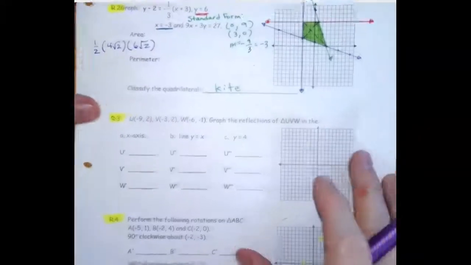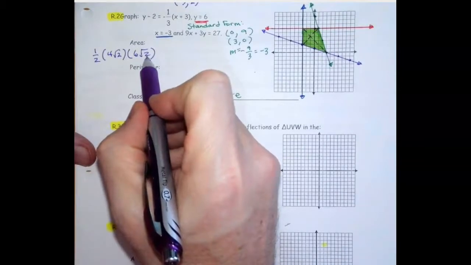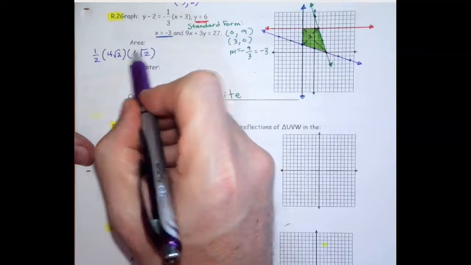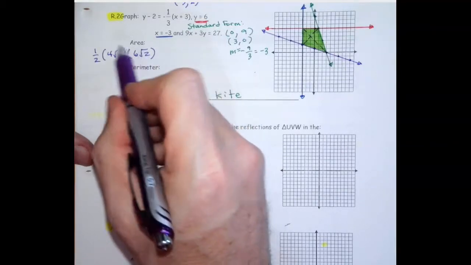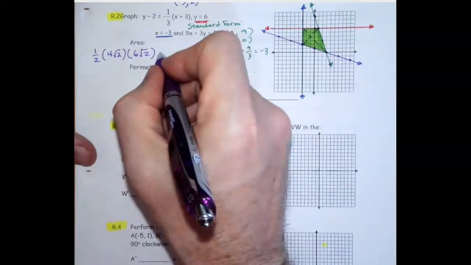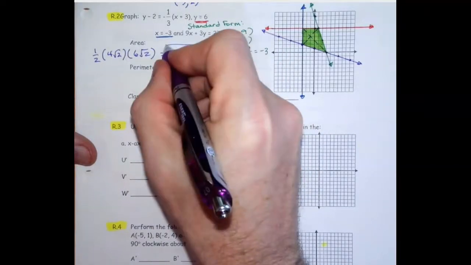So if we do that, the root 2 times the root 2 will just be 2. Think about it, root 2 times root 2 is root 4, and square root of 4 is 2. Anytime you multiply square root times itself, you just get the number back. So that's 2 times a half, that cancels out. So now we have 4 times 6, so that's just going to be 24 units squared.